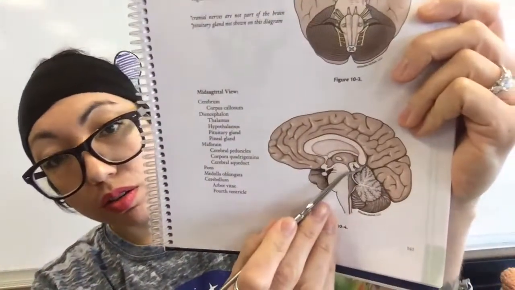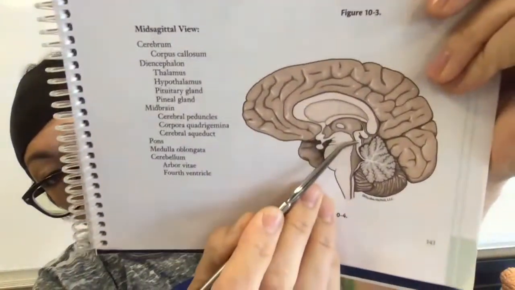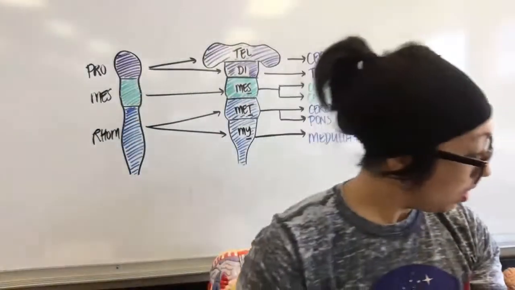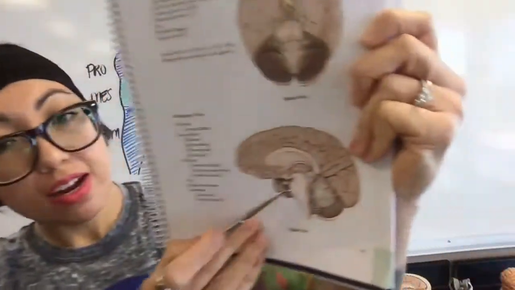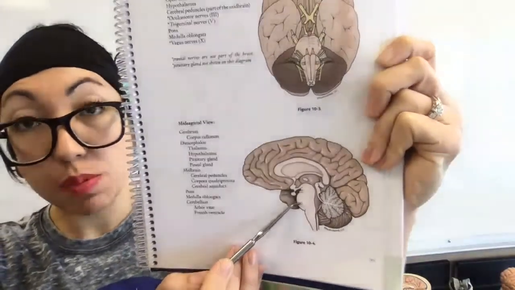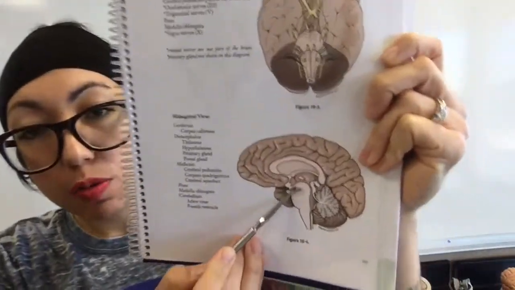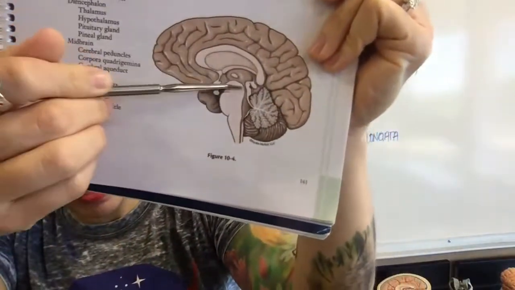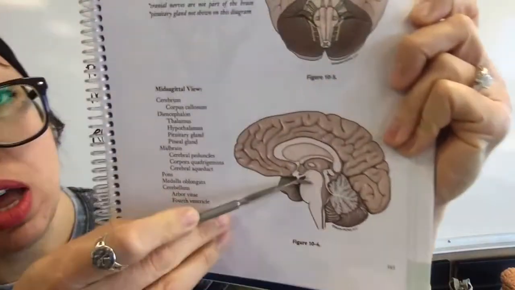That's this little tunnel right there. Okay, right here we have the pons. Pons means bridge. So let's go back to these motor tracts up here called the cerebral peduncles.